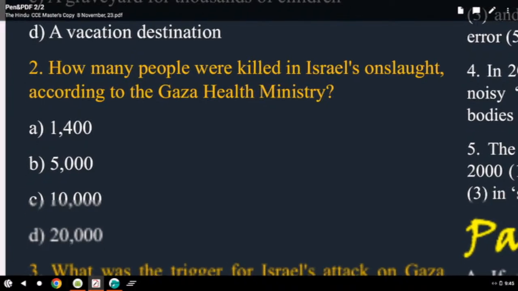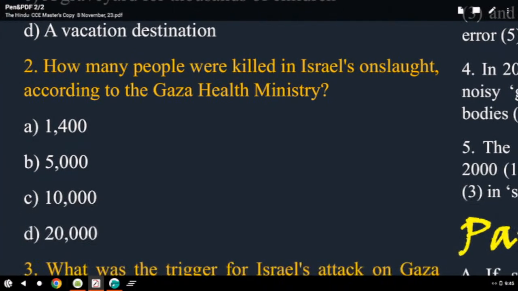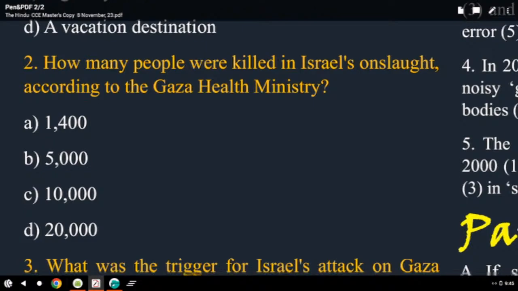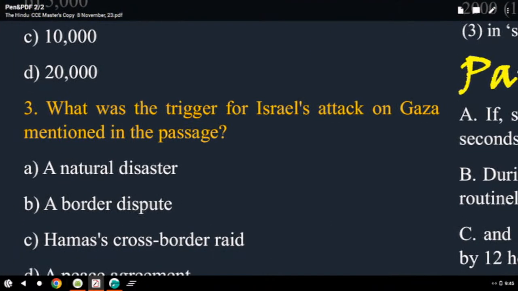C is the answer. How many people were killed in Israel's onslaught, according to the Gaza Health Ministry? Is it 1,400? Say yes or no. 5,000? 10,000? Please check once. Gaza Health Ministry, how many people got killed? 10,000, am I right? Answer is the third option, 10,000. Gaza, 10,000. Israel, 1,400. Please don't get confused. And don't confuse the master.